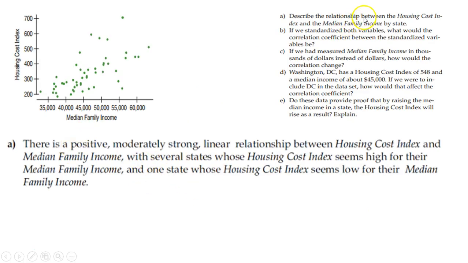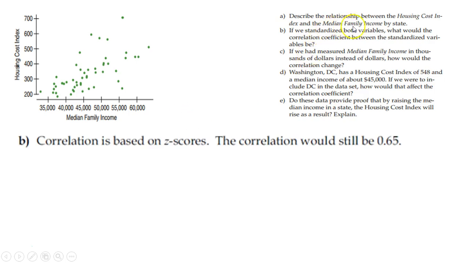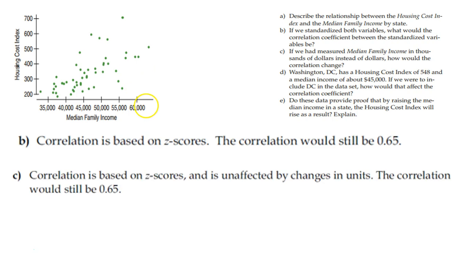It says, describe the relationship, and it does appear that there is a moderately strong positive relationship, and it does appear like it could be kind of linear for the most part. As the median house income goes up, the housing cost index also goes up. Part B, though, says if we standardize both variables, what would the correlation coefficient between them be? And the correlation is based off a z-score. Point being is they already told us it was 0.65. That is standardized already, so they're the same. It doesn't matter. Part C says if we had measured median family income in thousands of dollars instead, how would the correlation change? It wouldn't, because again, it's standardized, so the correlation would still be the same. That's what we have to realize with these problems.